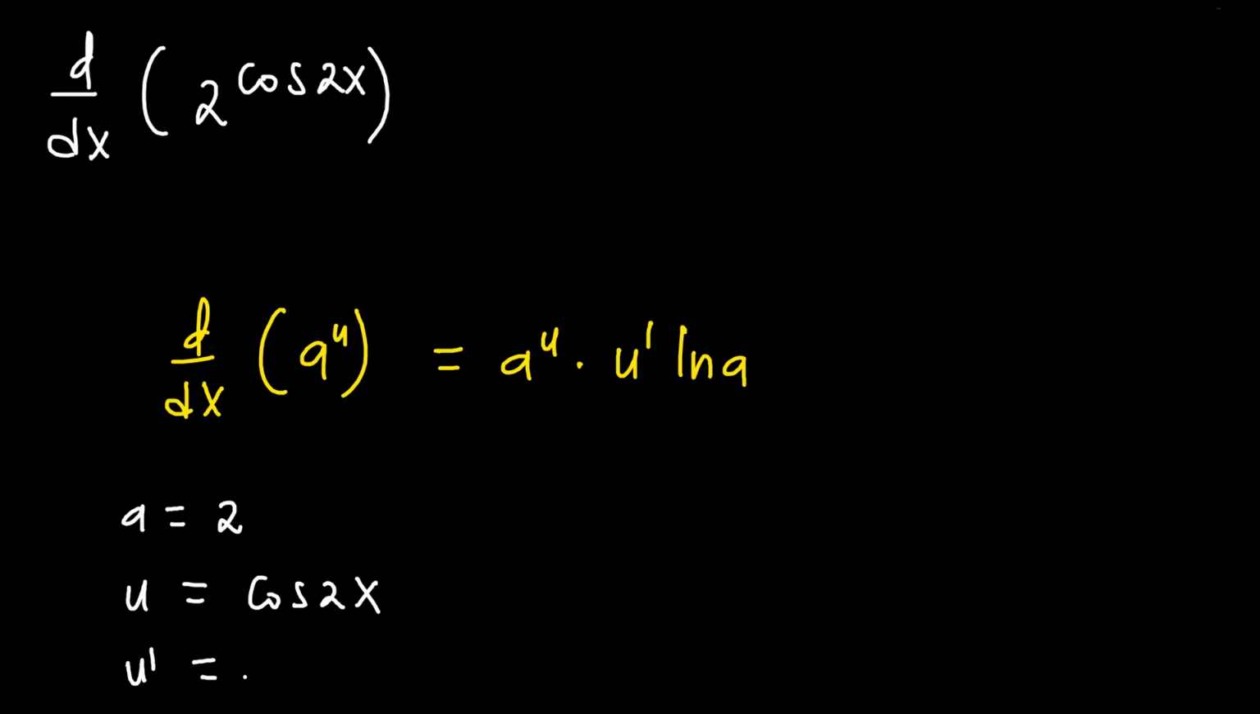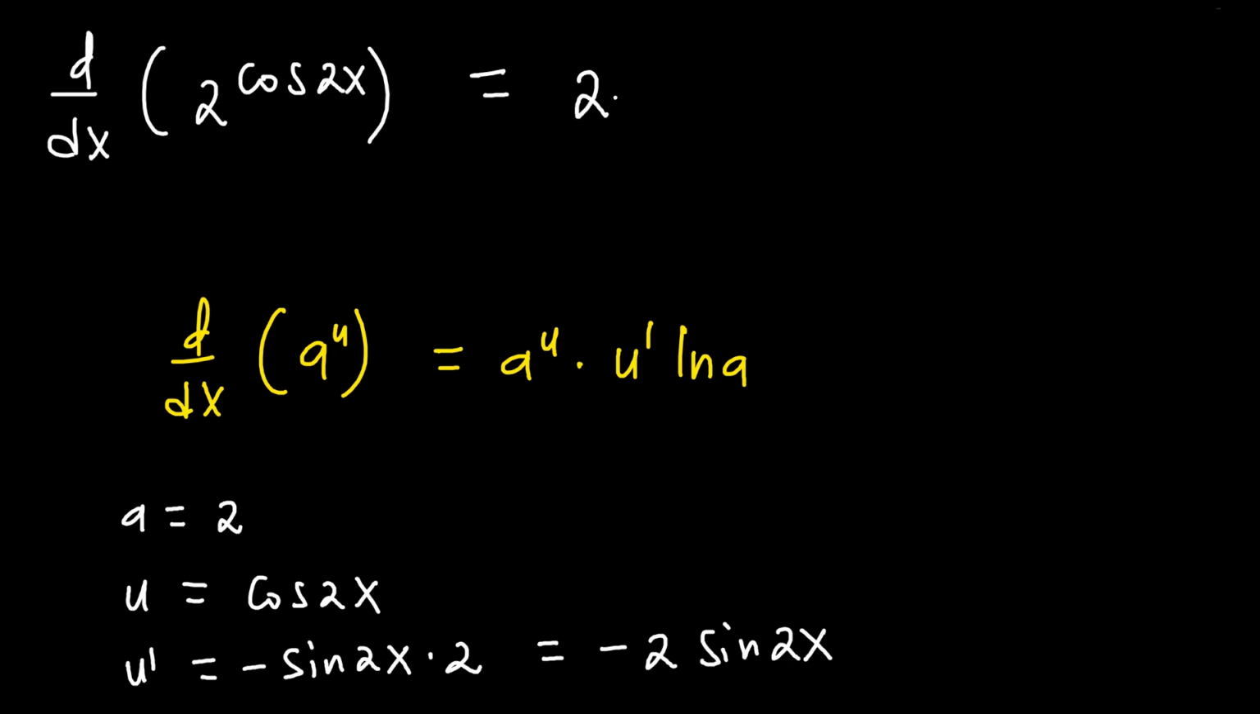Therefore u prime will be equal to, now how can you differentiate cosine 2x? We know that when we differentiate cosine, we get negative sine. So we shall write negative sine 2x. And then we shall multiply this by the derivative of the angle. Our angle is 2x. When you differentiate 2x, you get 2. So this will be multiplied by 2. Therefore u prime will be equal to negative 2 times sine 2x. So this will be equal to a to the power of u, which is 2 to the power of cosine 2x, and then times u prime, which is negative 2 times sine 2x, and then times natural log of 2.